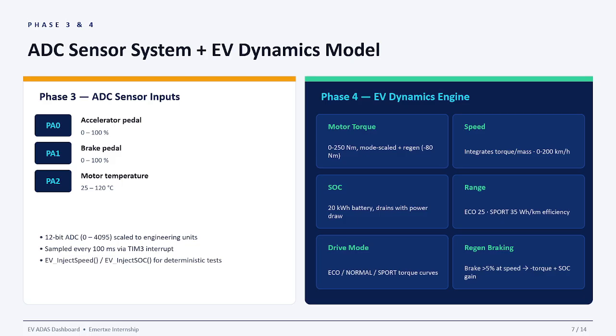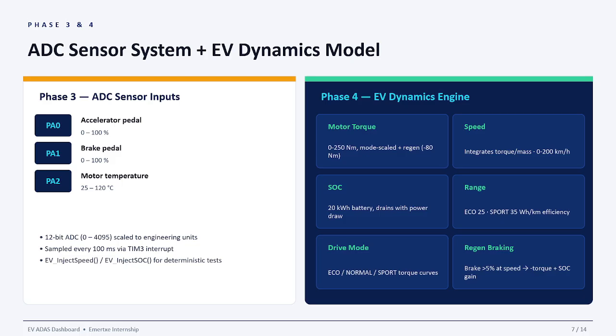The STM32 uses a 12-bit ADC which produces values from 0 to 4095. These raw values are converted into engineering units that can be used by the EV model. The sensor values are sampled every 100 milliseconds using Timer 3 interrupts. The project also includes software functions like EV inject speed and EV inject SOC, allowing developers to directly set speed and battery values during testing without changing the potentiometers.